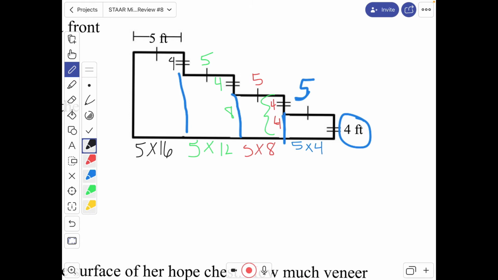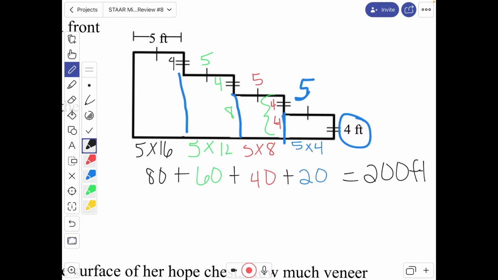5 times 16 is 80. 5 times 12 is 60. 5 times 8 is 40. And 5 times 4 is 20. And then we go back and add them. 200 feet.